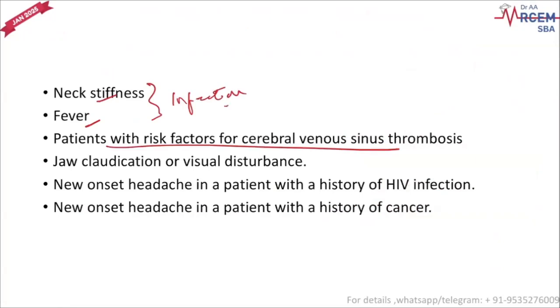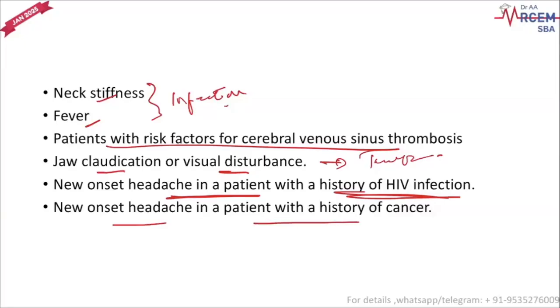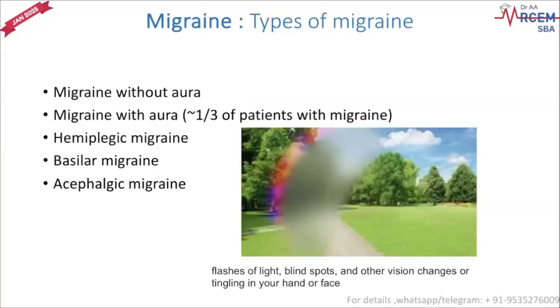Risk factors for CVT, cerebral venous thrombosis, we'll be discussing more about it. Jaw claudication and visual disturbances are suggestive of temporal arteritis. A new onset headache in a patient with a history of HIV, here also you need to go ahead and get a CT scan done. A new onset headache in a patient with a history of cancer, also you need to go ahead and get a CT scan done because it can be mets. These are the red flags that you need to remember. If these red flags are present in the stem of the question, always choose further evaluation.